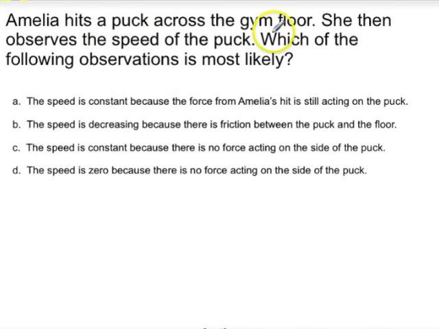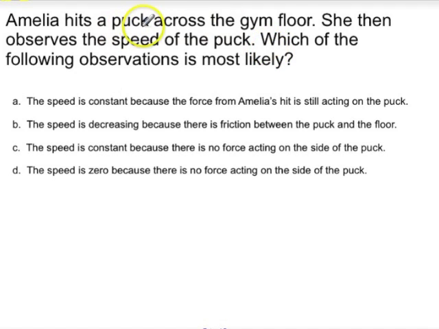Amelia hits a puck across the gym floor. She then observes the speed of the puck. Which of the following observations is most likely? So again, I'm going to look at these answers. A, the speed is constant because the force from Amelia's hit is still acting on the puck.